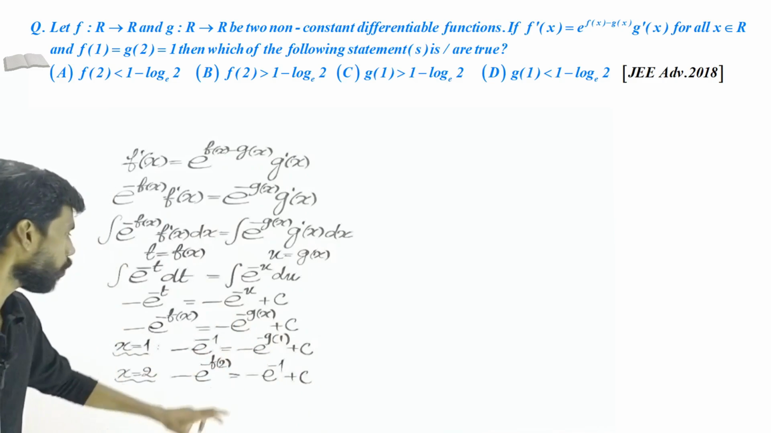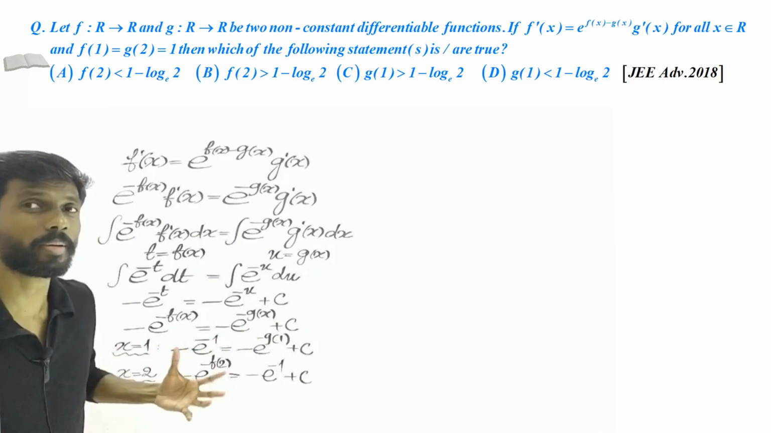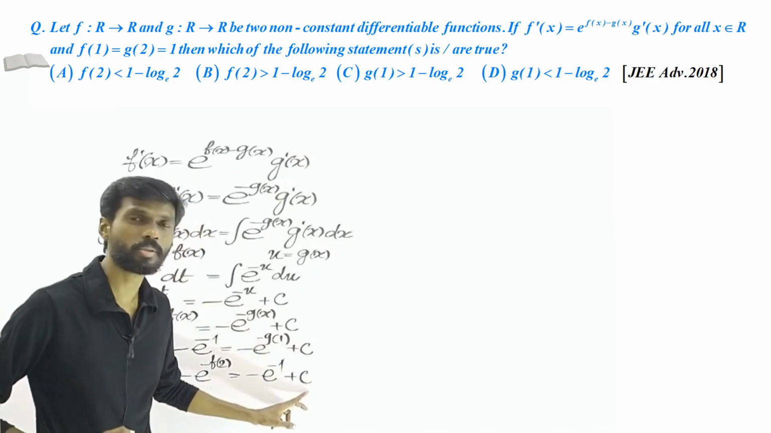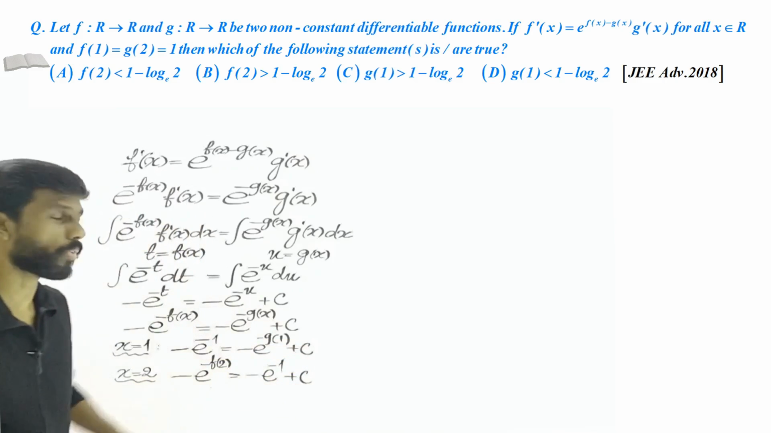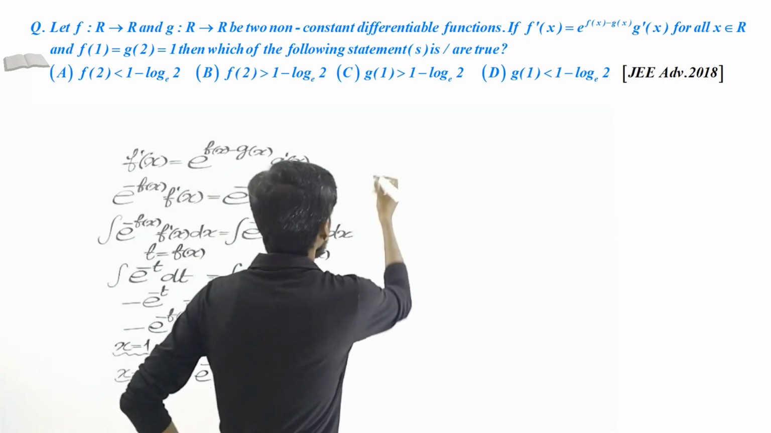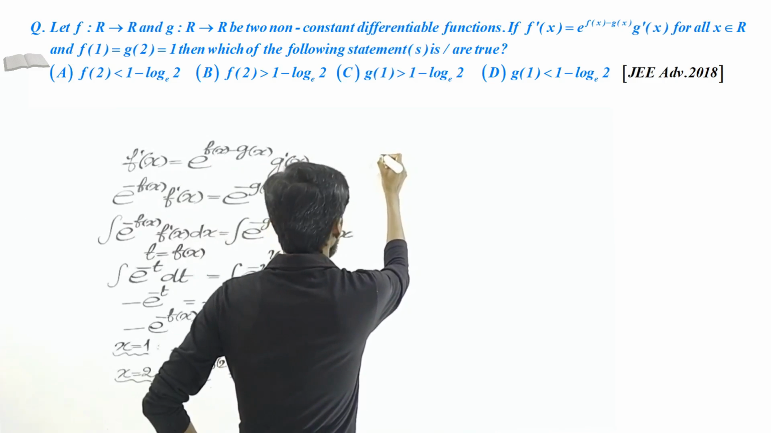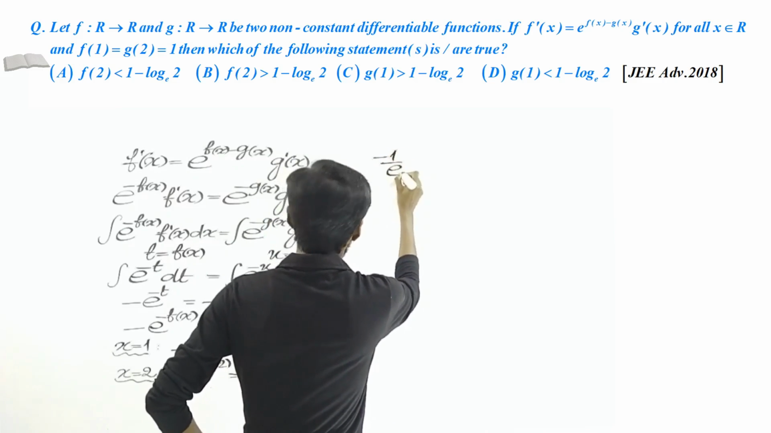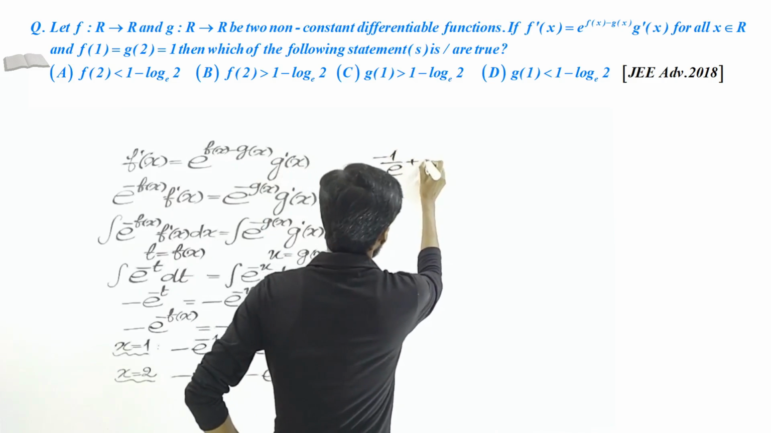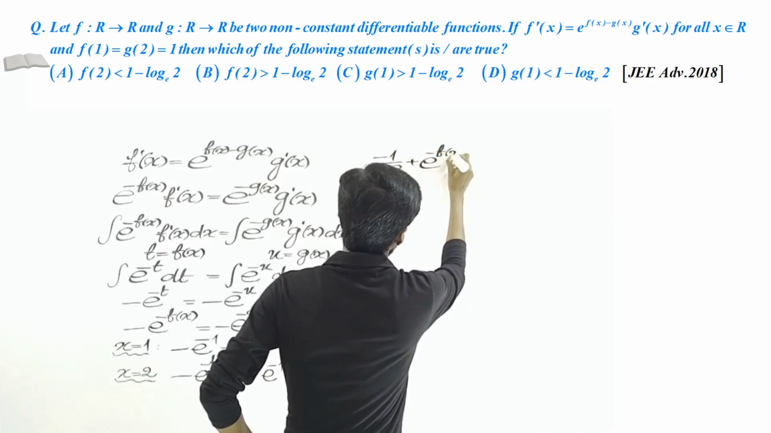So what we do is just subtract the two equations. Why do we subtract? Because we don't know the value of c, so we have to eliminate that. So just subtract the two equations. If you subtract, you will get minus 1 by e plus e to the power minus f of 2.